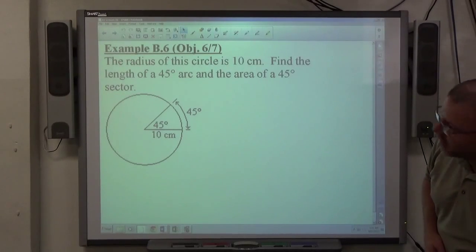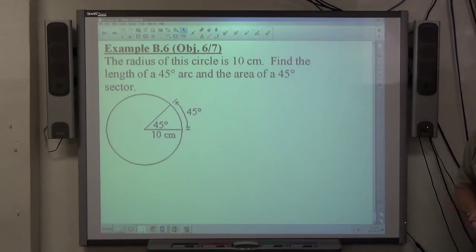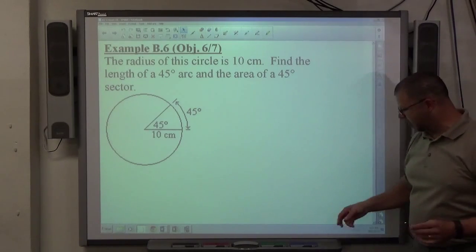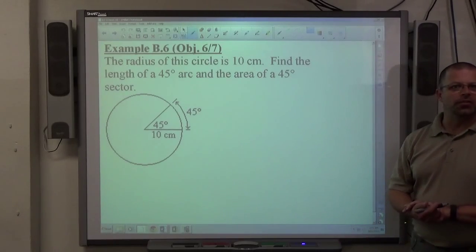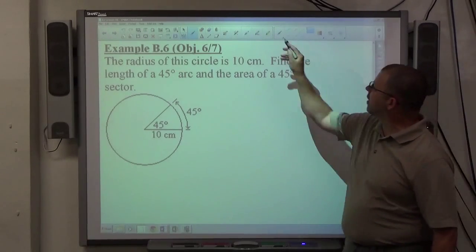Okay, last example on Chapter B. The radius of this circle is 10 centimeters. Find the length of a 45-degree arc and the area of a 45-degree sector. Let me first of all focus on some vocabulary here so we know what things are.